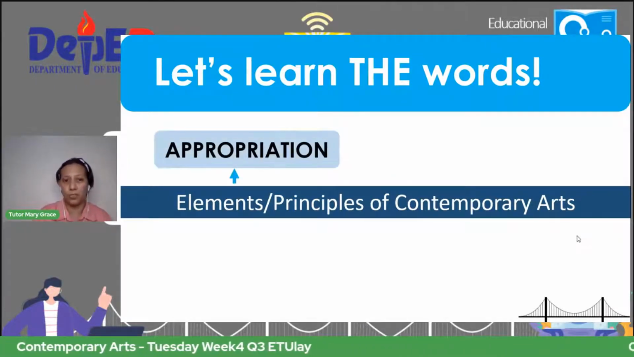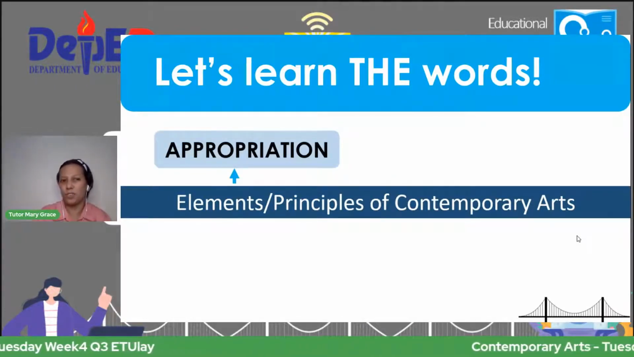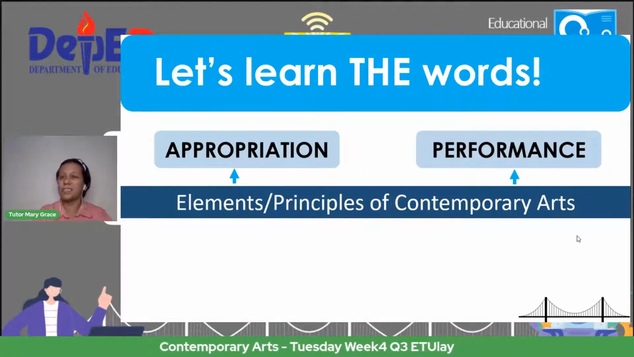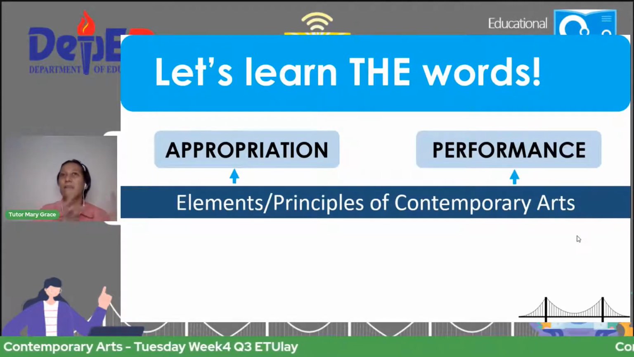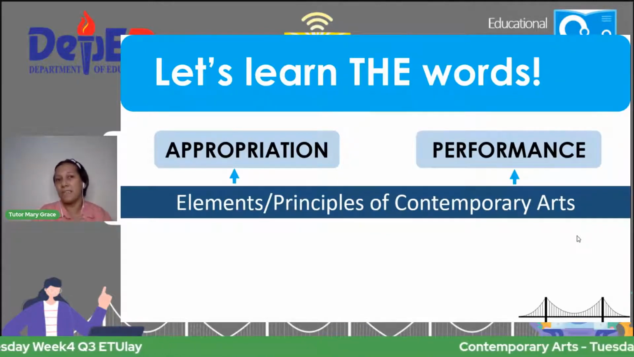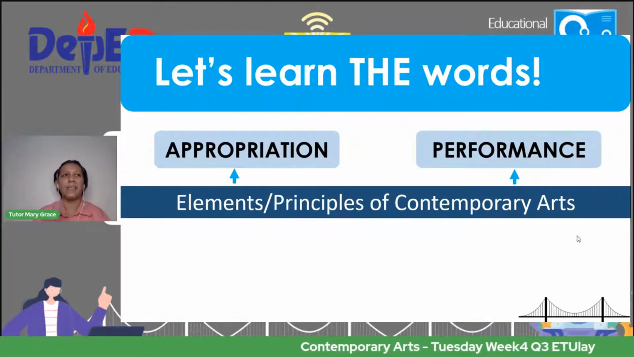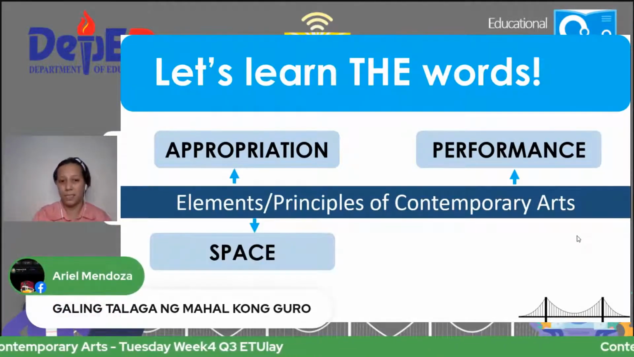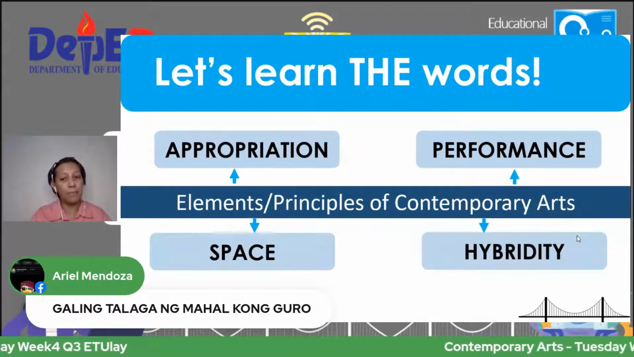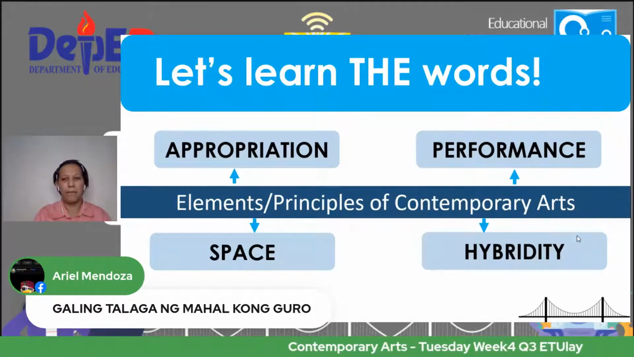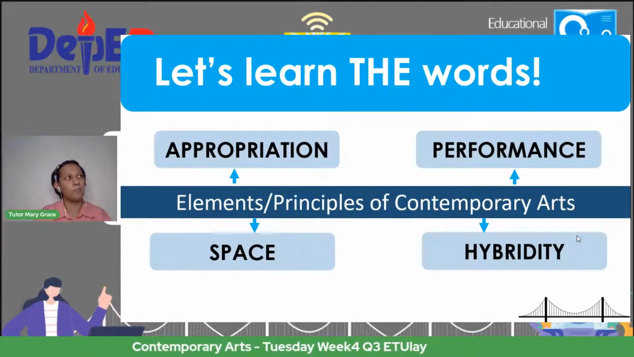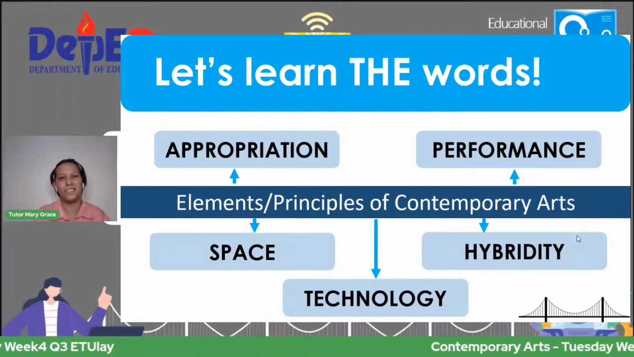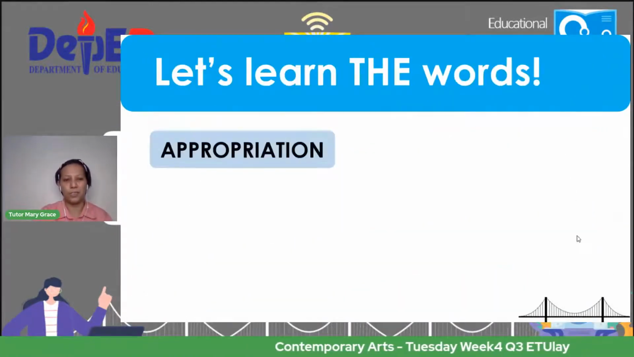We have first appropriation. So in the quiz kanina, isa to sa mga options. Pero ano nga ba yung appropriation? Let's learn later on. The next one is performance. This is a classic example of art na ever since performing has been born until today, nandito pa rin siya. Nagbabago-bago lang ng mukha, ng anyo, ng forma. Then we have the element of space. Next, we have the element of hybridity. Ano kaya yung hybridity? May crossbreed kaya ito ng vampire at saka werewolf? Baka may lichens dito. We'll see. And finally, we have the element of technology. So let us take first appropriation.